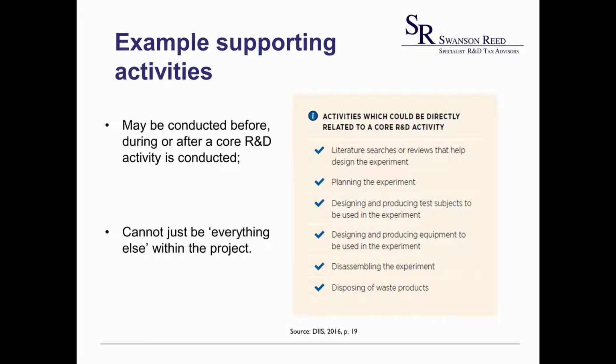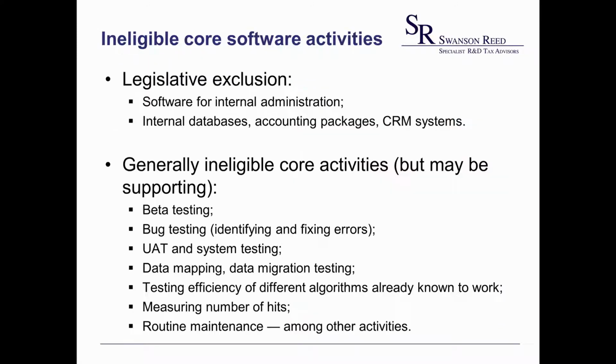AusIndustry will also seek to ensure that ineligible activities, neither qualifying as core nor supporting, have been excluded from a claim. Some development activities are specifically referenced as not being allowable as core R&D activities. This is due to a specific exclusion in the legislation, which applies to software development activities for internal administration, such as CRMs and accounting software.